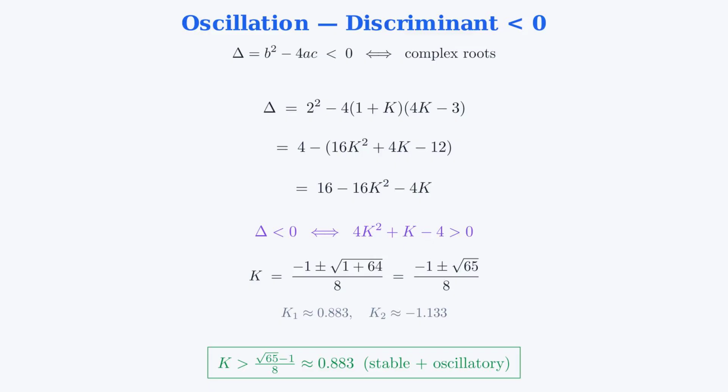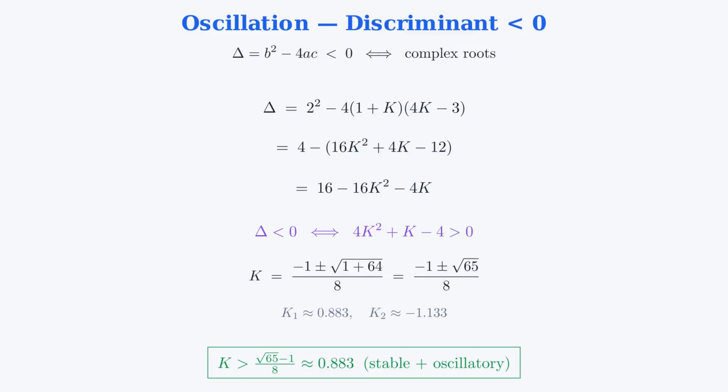Combine with stability, k greater than 3/4, that is, k greater than 0.75. The stability range starts at 0.75. The oscillation range starts at 0.883. The intersection is k greater than 0.883. Answer to question C.